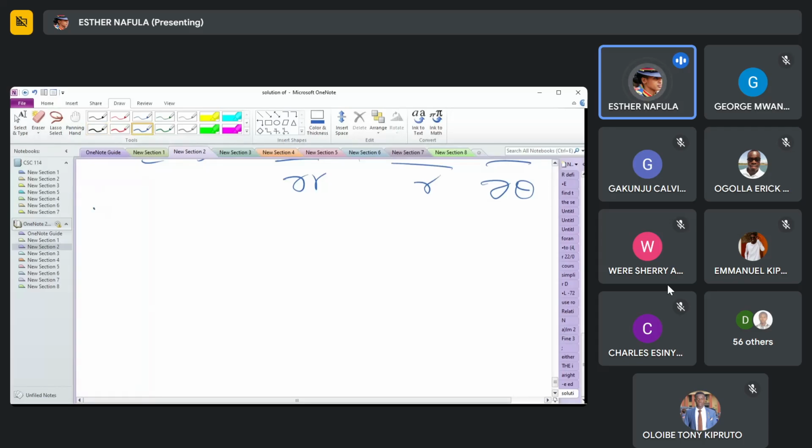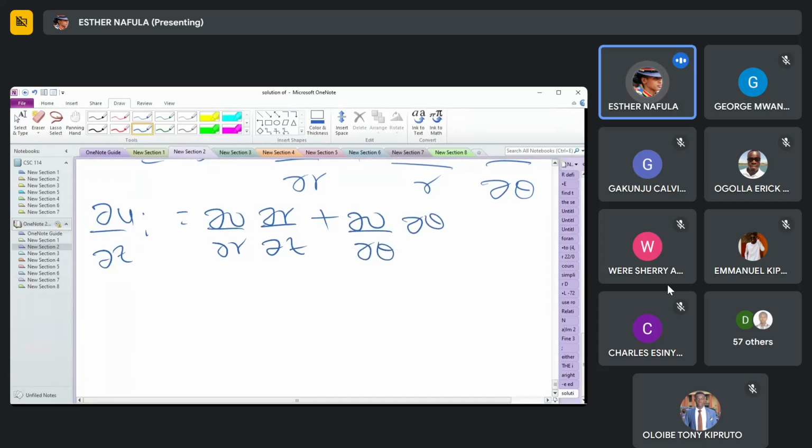We need partial u partial z. It's partial u partial r partial r partial z plus partial u partial theta partial theta partial z plus partial u partial z partial z partial z.